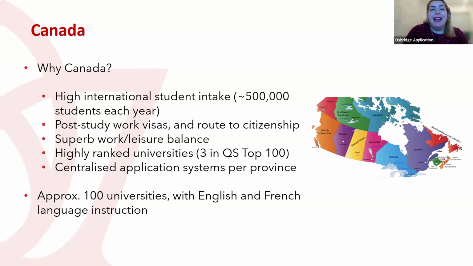It has some of the world's highest ranked universities as well, 3 of which are in the QS Top 100. So if that is of importance for you, I will indicate just later on who those 3 universities are. And what's really interesting about Canada as well is that you will be applying on a centralized application system per province in some places. So if you're interested in the province of Ontario, where places like Toronto are, then you can apply to the Ontarian version of UCAS. But in many other places, you might be applying directly to the university.